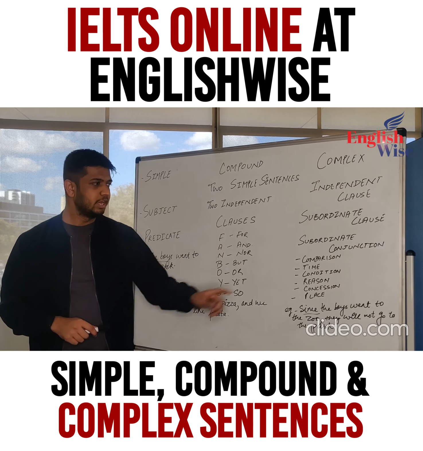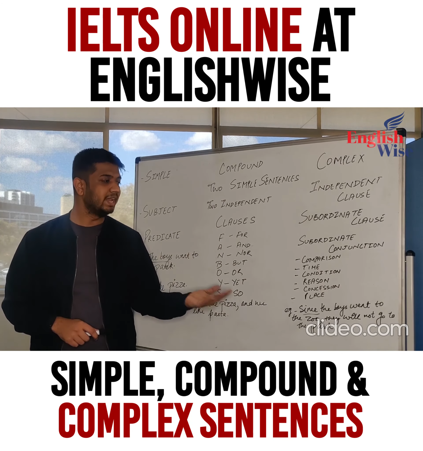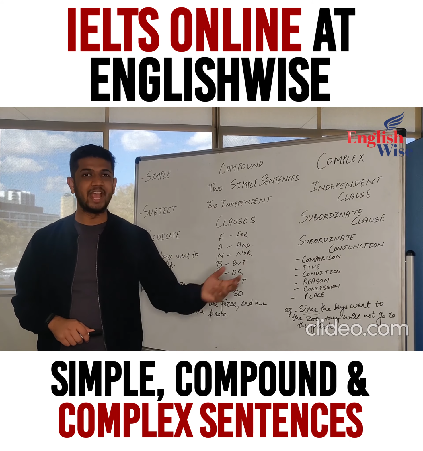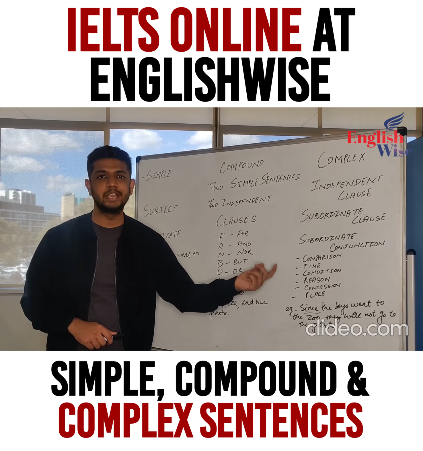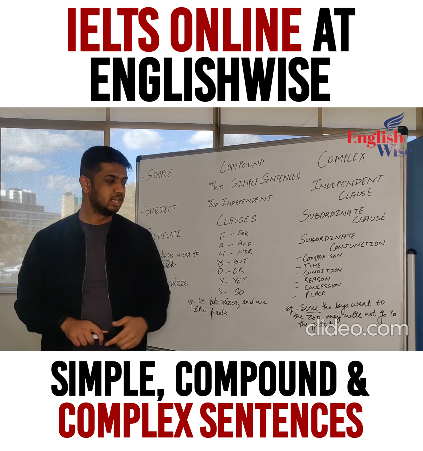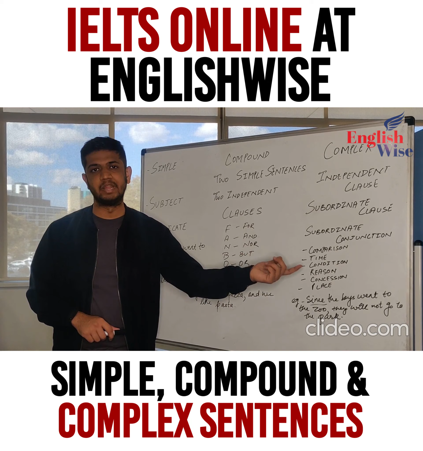If you're looking at time, it could be since, it could be when, it could be whenever. If you're looking at condition, it could be unless, it could be if. If you're looking at reason, it could be because, it could be since, it could be as. Looking at concession, when you are comparing two sentences or clauses, you can use although or though or even though. If you're looking at place, it could be wherever or it could be how.